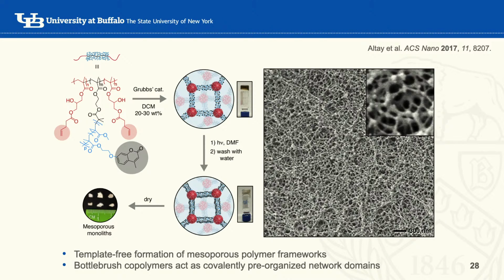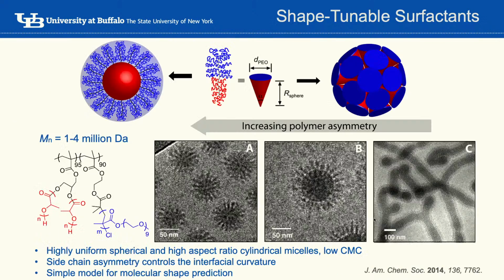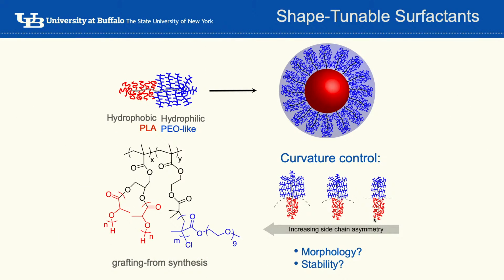So we chose PEO and PLA for a reason. This PLA and PEO, you just have a linear block component. It's a commonly used material. So we just wanted to have a bottle brush analog of that.